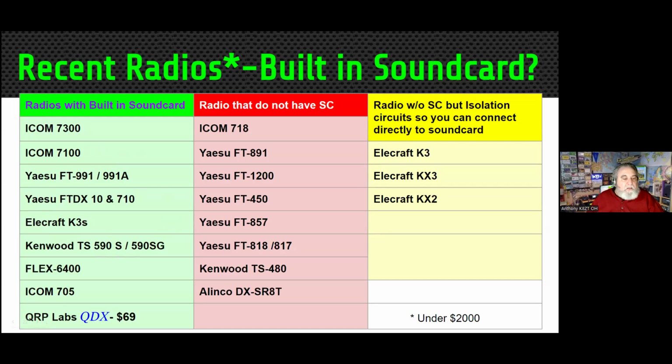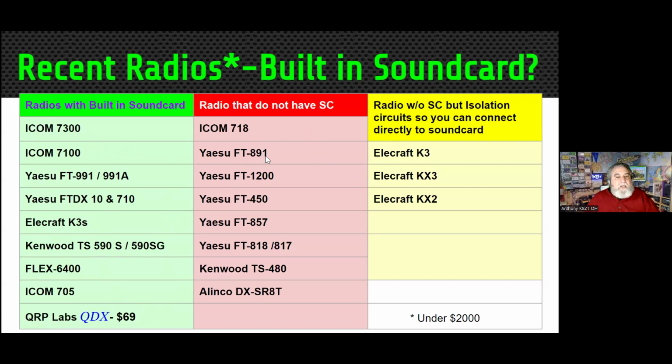These are all radios that you can do digital modes with using built-in sound cards. You don't need anything else. And one is only $69. It's available as a kit. It's the QDX from QRP Labs. It's a 5-watt radio, but it has a built-in sound card, and it's ready to operate the digital modes as it ships.